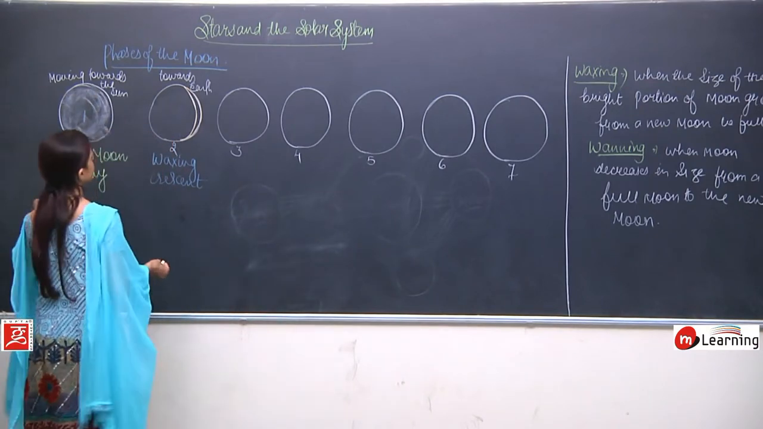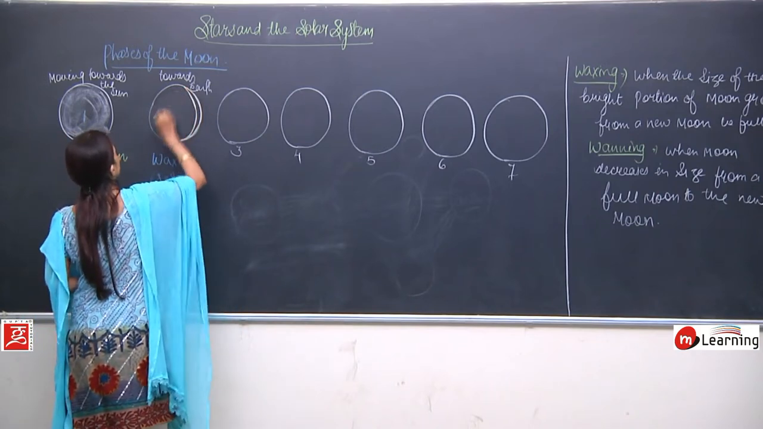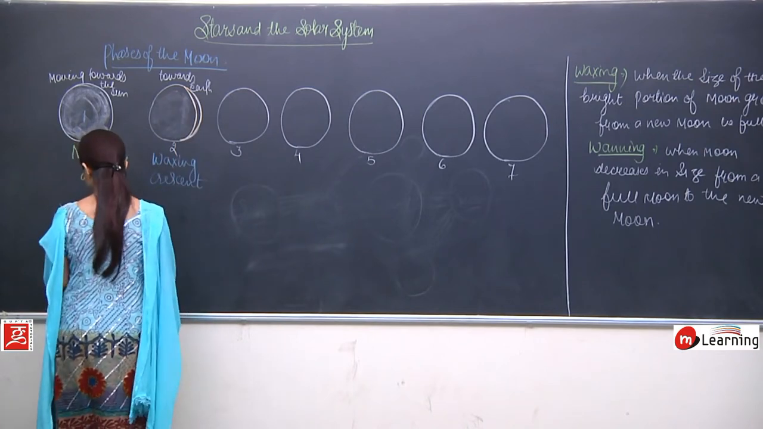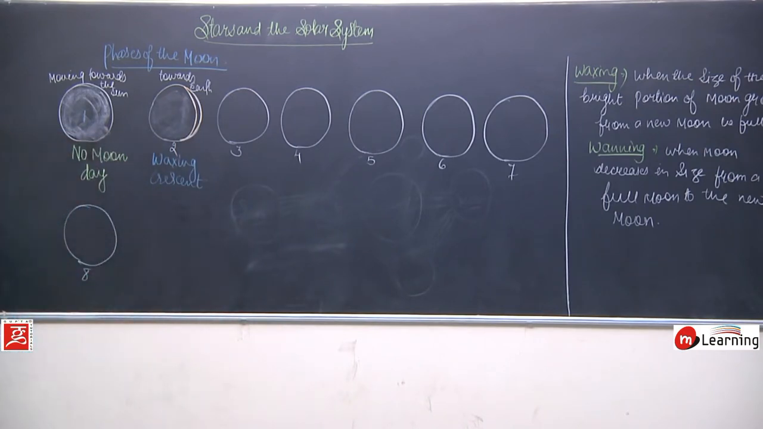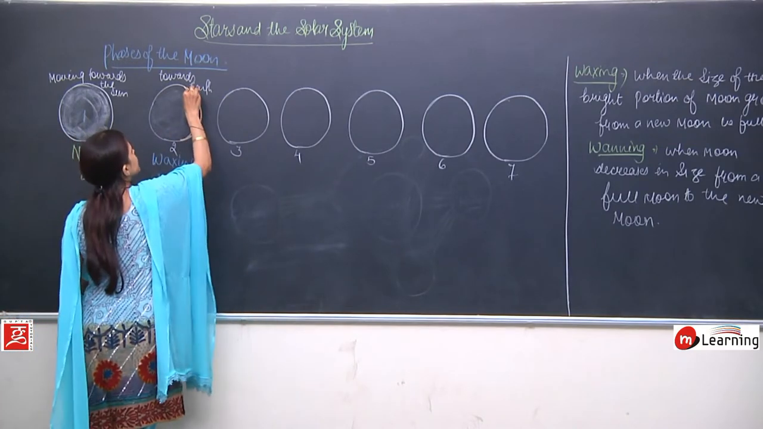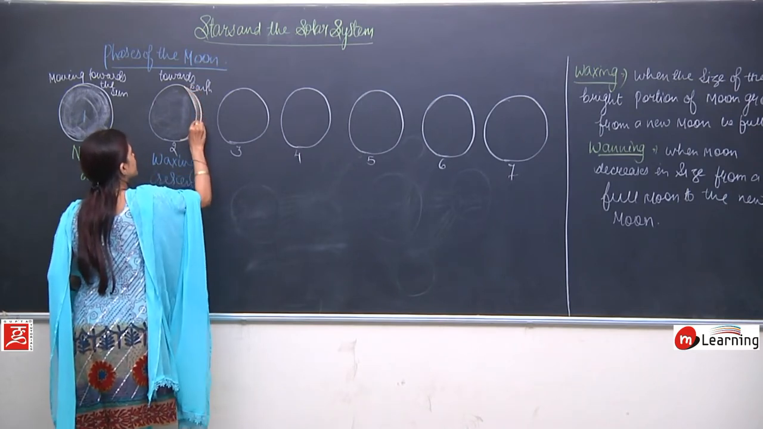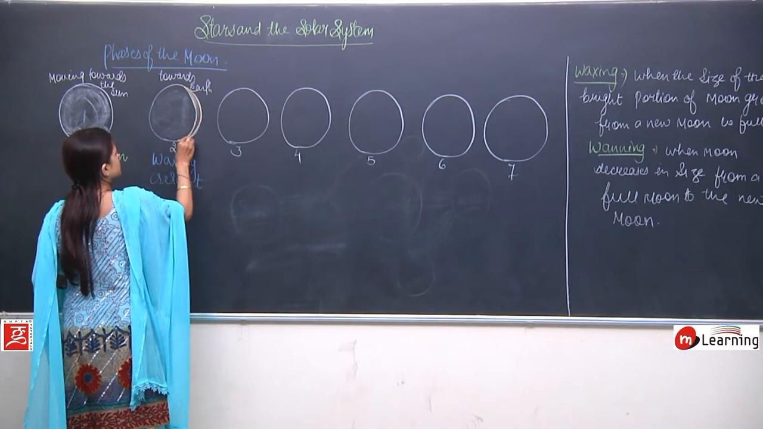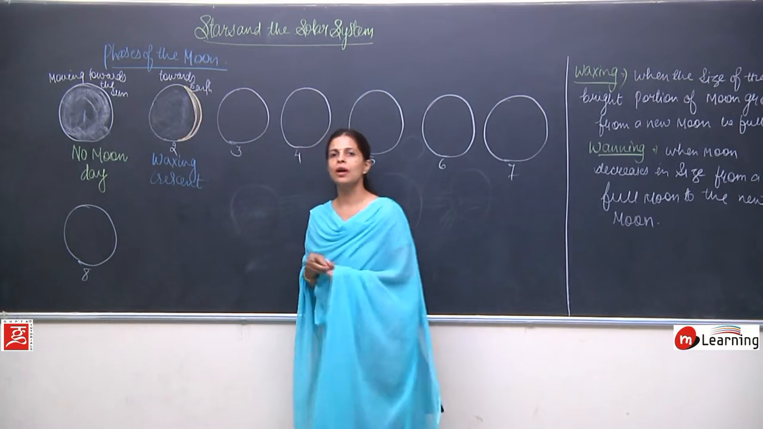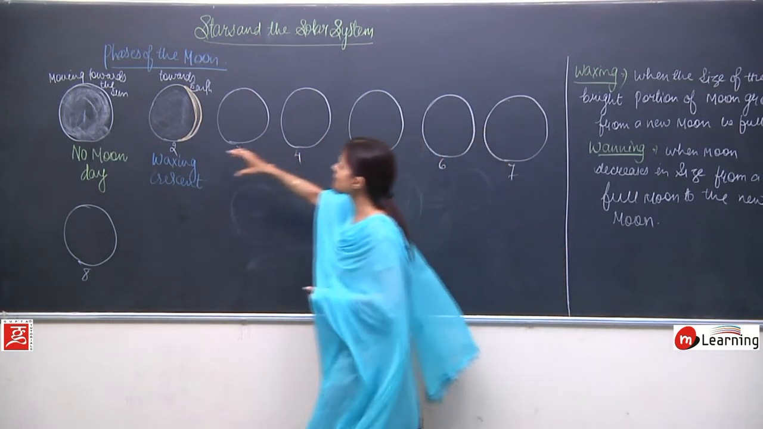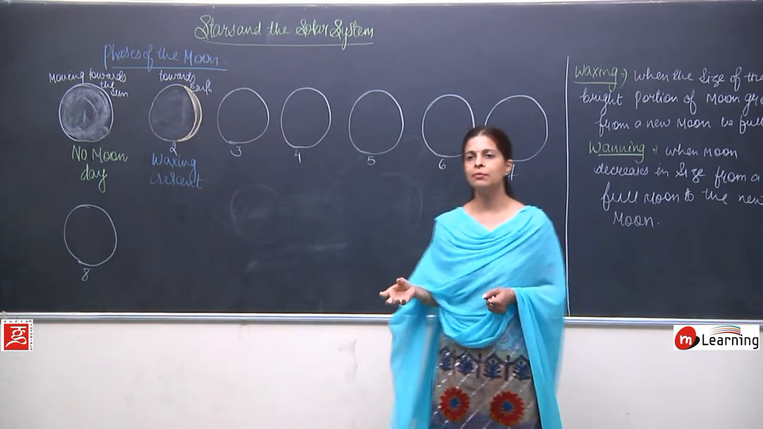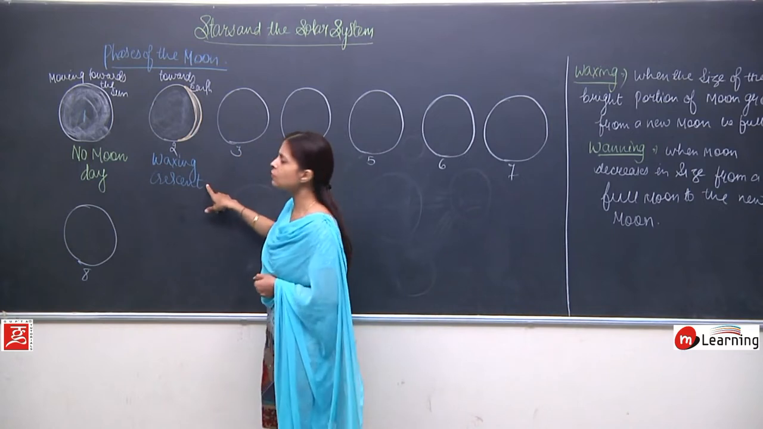But in the second stage, what is happening? This part is totally dark. This part is not visible, but then this part is visible. Only this much part is visible. Now, waxing means to appear bigger. That means now, from this stage when there was no moon, here the moon is at least visible. We can see the moon, but the shape, now the second, why is it known as waxing?